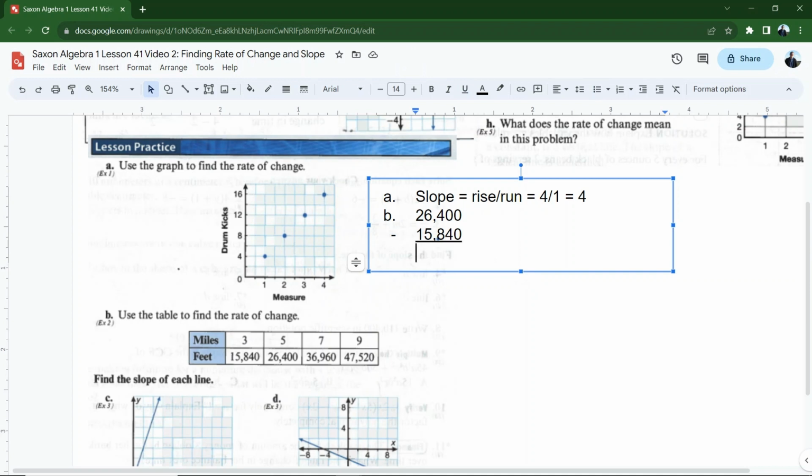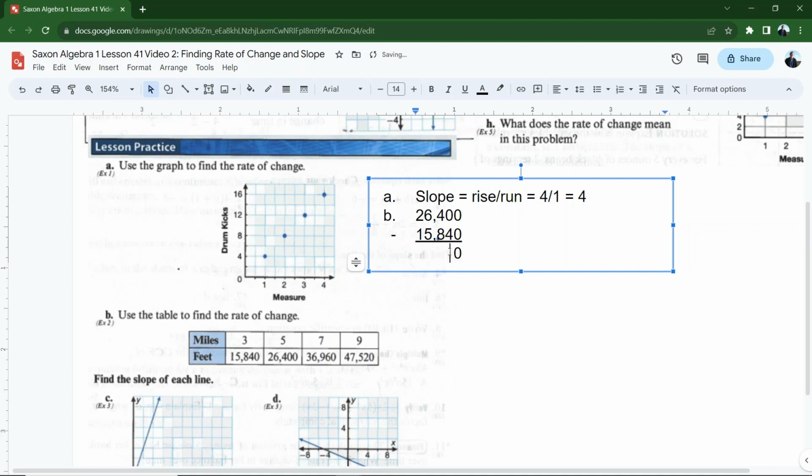So I've got miles and feet. Let me think about that for a second. Actually, feet is going to be the rise and miles is going to be the run. Usually when I make a table like this, my top row is my x-axis, and my bottom row is my y-axis. All right, let's do 26,400 minus 15,840.